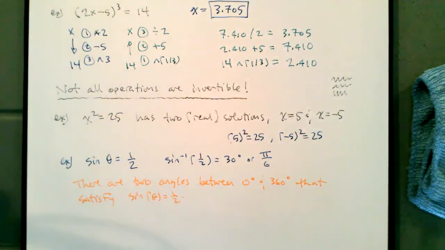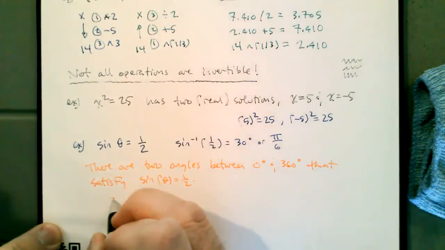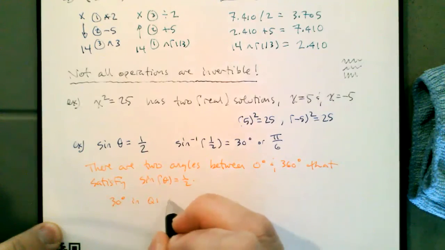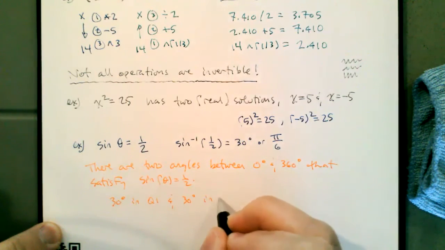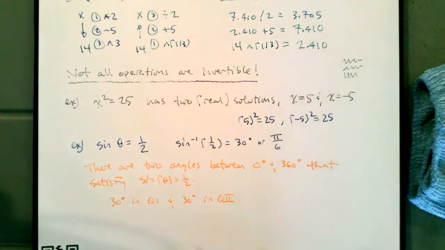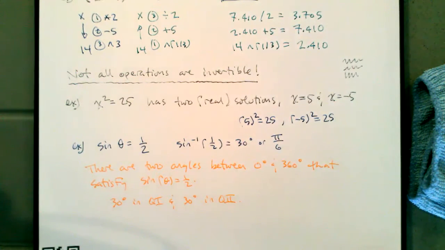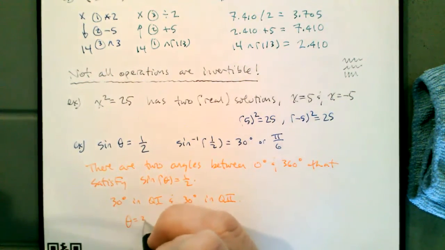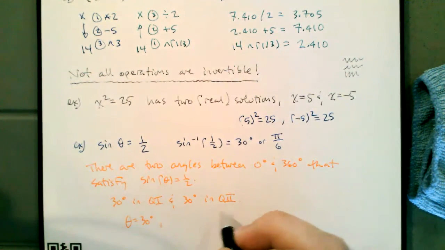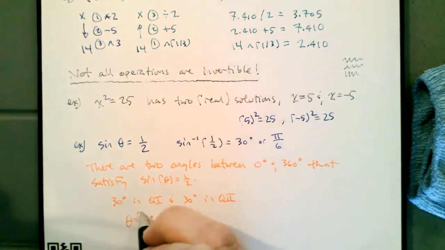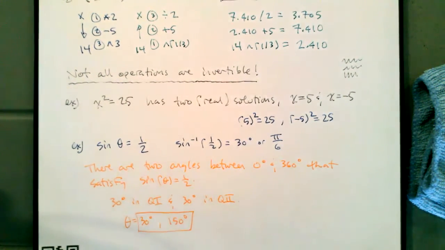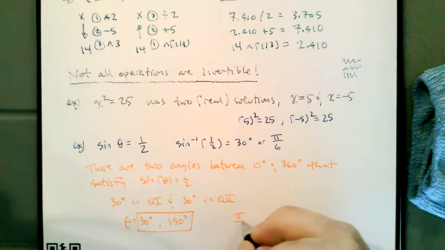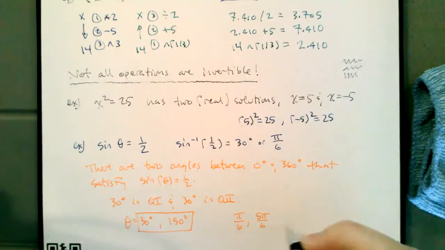30 degrees in the first quadrant and a 30-degree reference angle in the second quadrant, because that's where sine is positive. So 30 degrees in quadrant 1 is 30 degrees, and 30 degrees in quadrant 2 is 150 degrees. Or in radians, pi over 6 and 5 pi over 6.